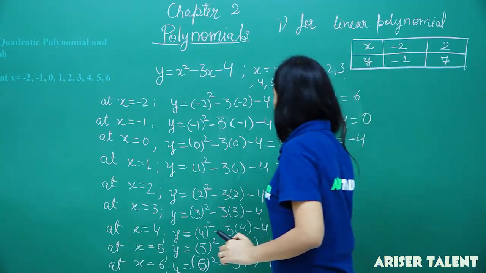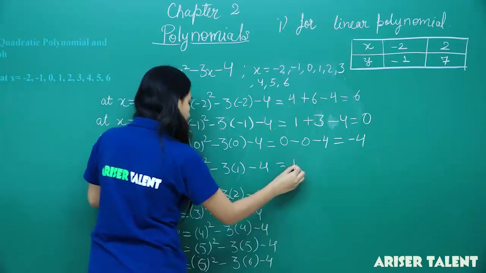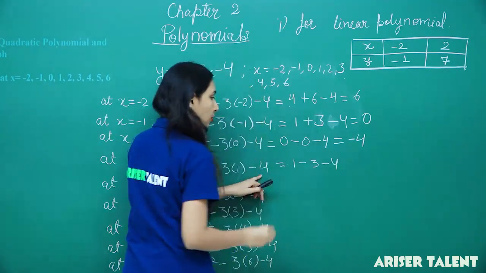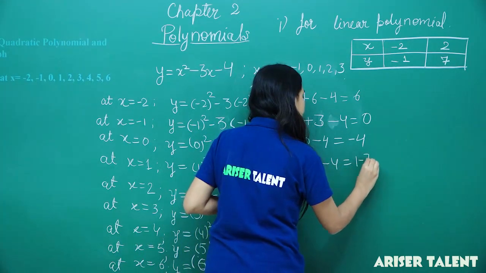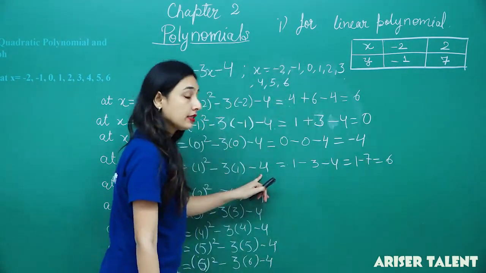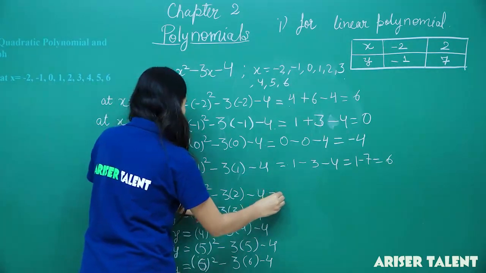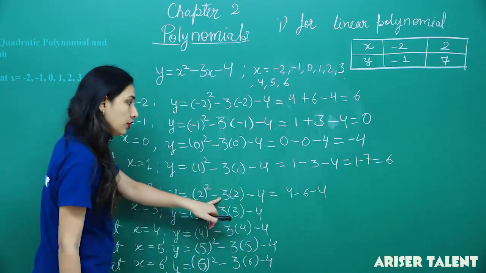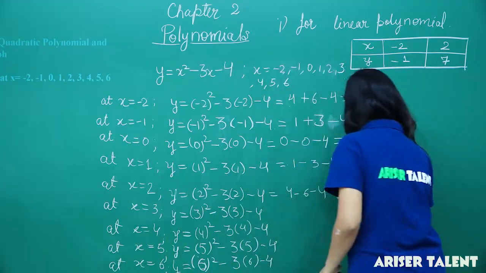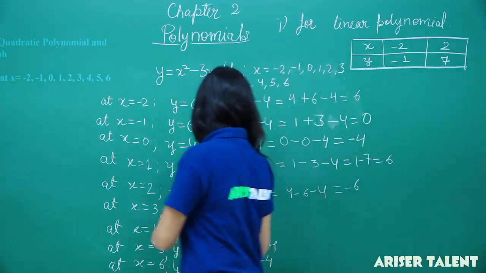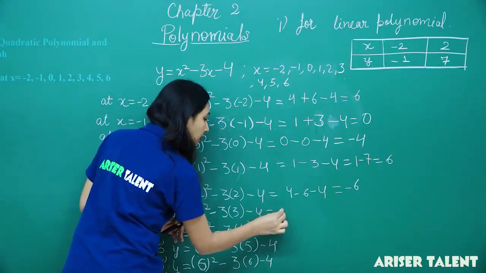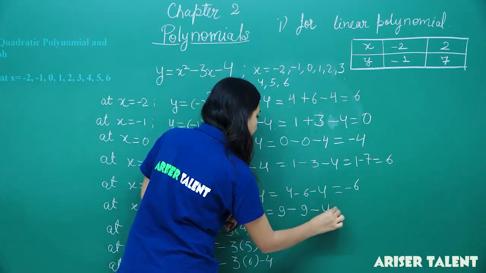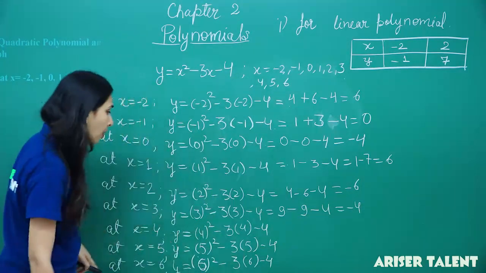minus 4. At x equals 1, look here, 1 minus 3 and minus 4. So what will it become? 1 minus 7, that will become minus 6. Okay. Now 4 minus 6 minus 4. Now what will it become? That will become minus 6. Now coming to this one, 3 3s are 9. So 9 minus 9 minus 4, that will become minus 4.